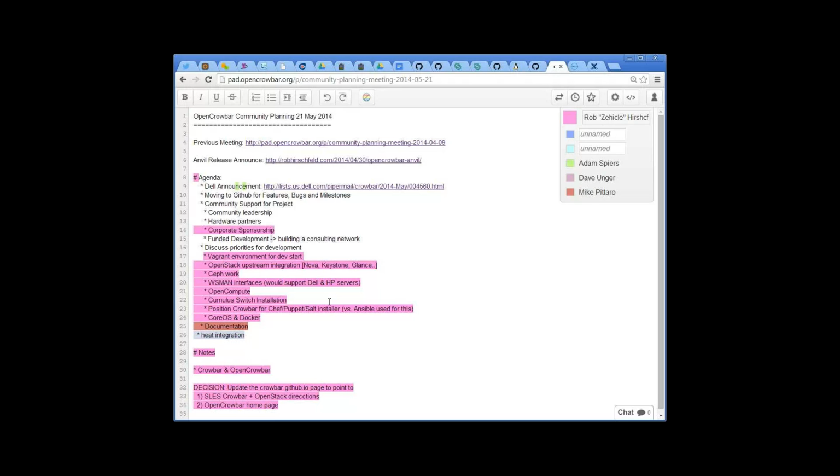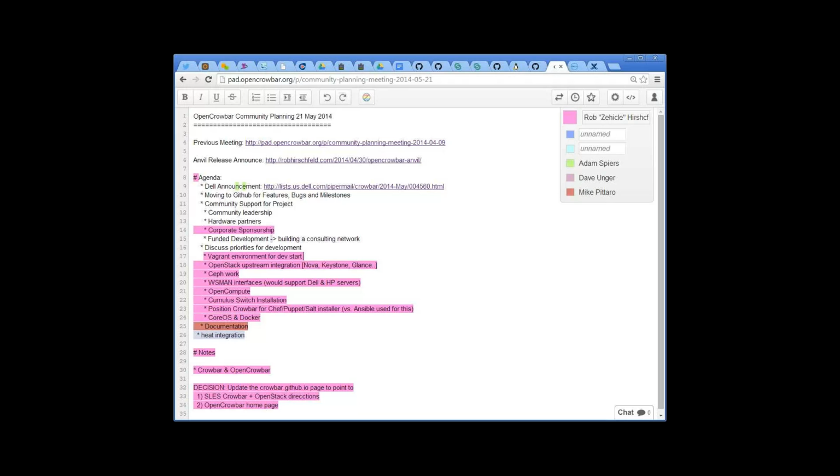I think that's a great suggestion. And I would not expect that getting that Vagrant environment up and running would be that much work, right? I mean, you basically just need a Vagrantfile.